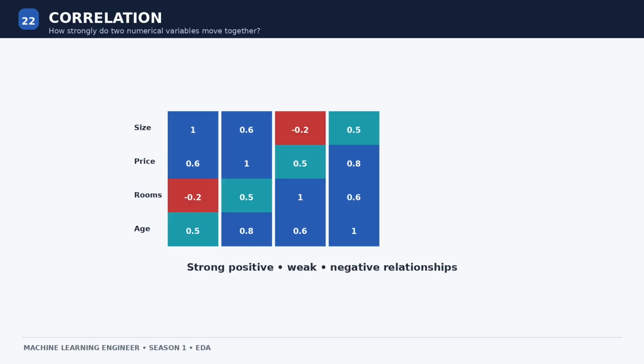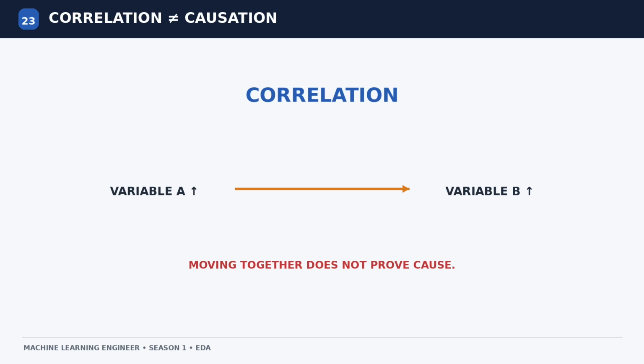Correlation is another concept you will frequently see during EDA. It measures the strength and direction of a linear relationship between numerical variables. A positive correlation means that as one variable increases, the other tends to increase as well. But there is an important warning. Correlation does not mean causation. If two variables move together, it doesn't automatically mean that one causes the other. EDA helps us discover relationships, but we need domain knowledge and further analysis to understand why those relationships exist.